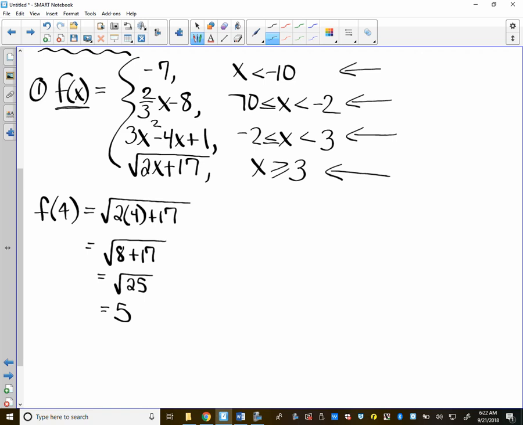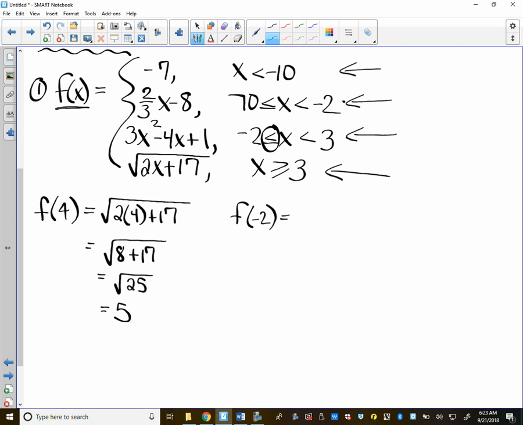Next one we're going to do is f of negative 2. Again, pause, try it on your own, and then check. Negative 2 is one of the overlap points. It belongs to piece number 2 and piece number 3. So I'm going to go with the one that has the or equal to sign. You'll see piece number 3 has the or equal to when it comes to the negative 2. X is greater than or equal to negative 2.